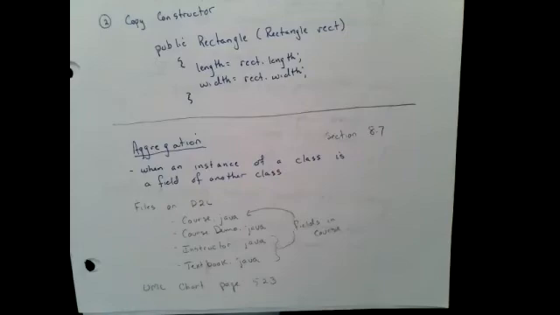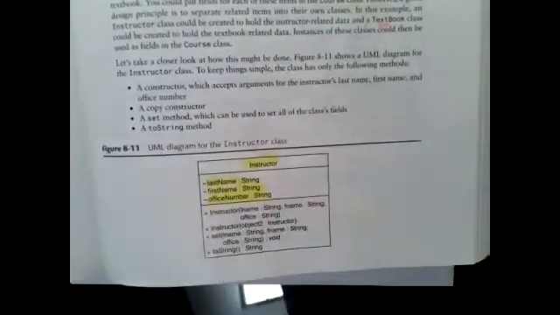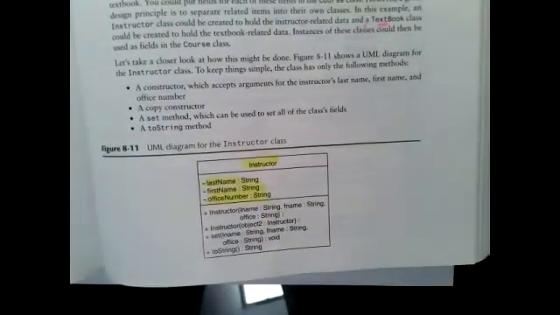Okay, so aggregation, this is something I'm going to jump off of here and go into here. And I'm going to say it this way. So I have a class called Instructor. And in this Instructor class, you see last name, first name, and office number. That's kind of all I really need to get started.